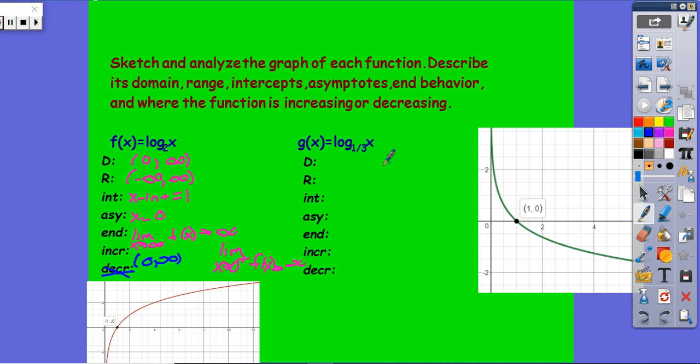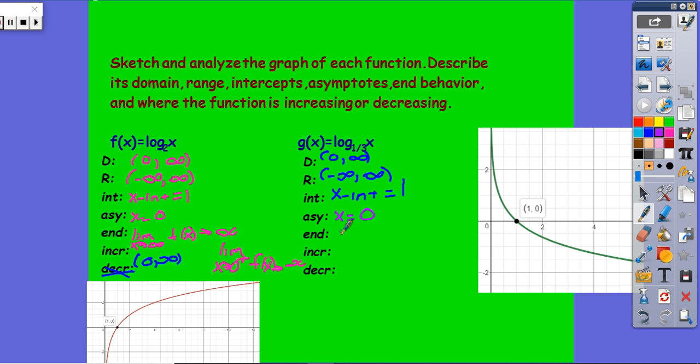So your domain on this one, again, is from 0 to positive infinity. Your range, it's going to go from negative infinity to positive infinity. Now it doesn't matter that the negative part, it was down here in the negative to positive. Your intercept, again, there's only an x-intercept because there's an asymptote at x equals 0, and your intercept is equal to 1. Your asymptote, what we were just looking at, is the y-axis, so it's x equals 0.